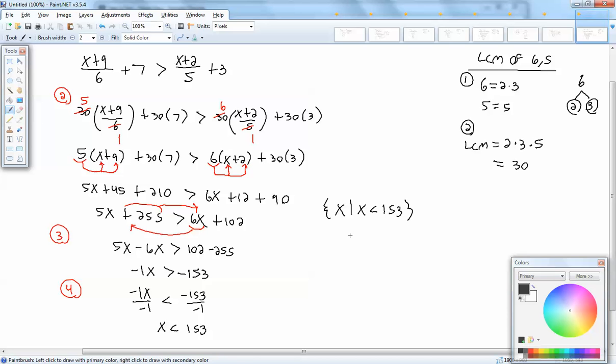Now interval notation. It's less than, so it's going to negative infinity. Infinities always have parentheses on them. Less than doesn't have a line underneath, so we're going to have parentheses again. Graph, parentheses 153, and you shade whichever way it's opening, which is to the left.